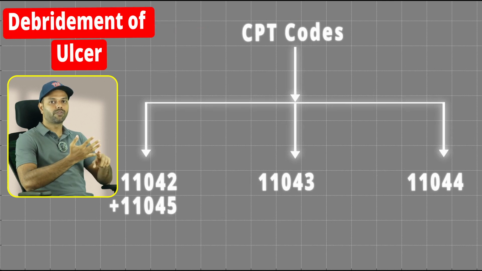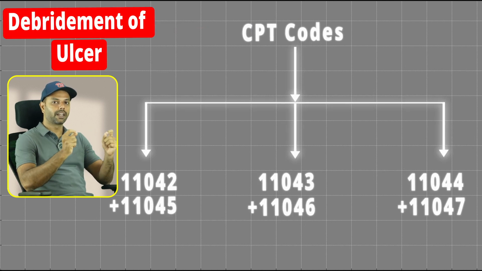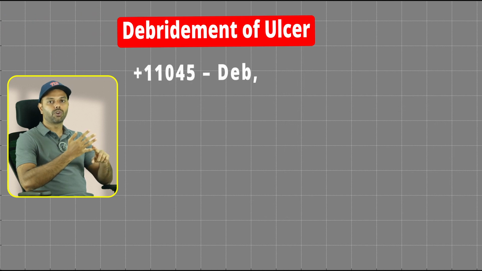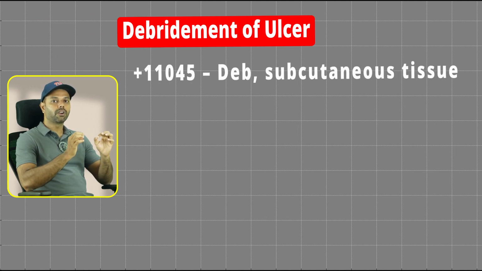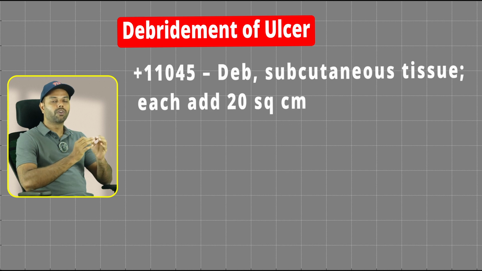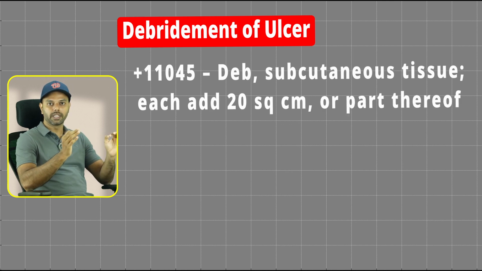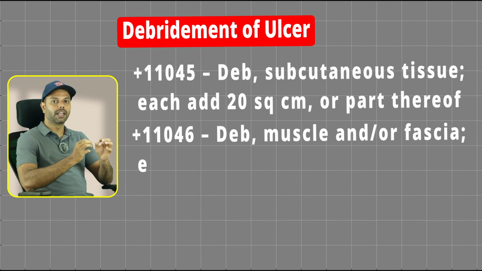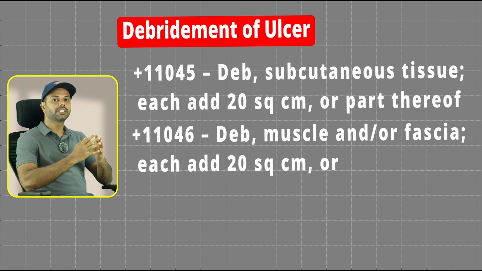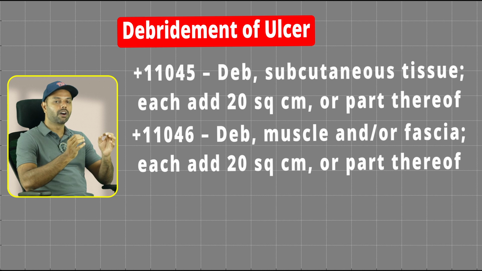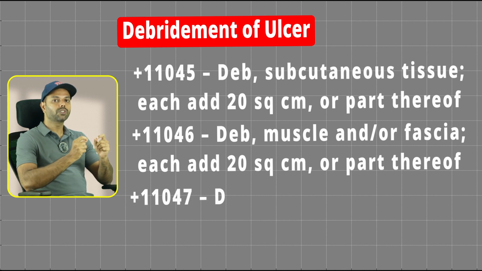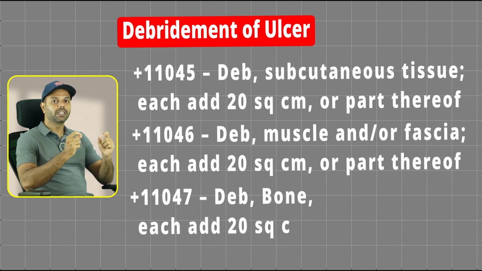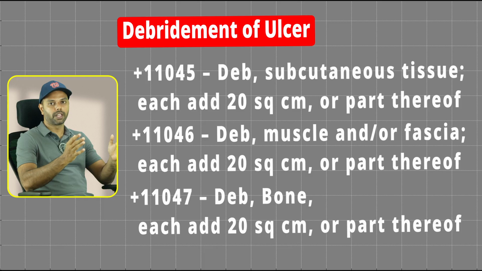Codes 11045, 46, 47 are add-on codes. Code 11045 is for debridement of subcutaneous tissue for each additional 20 square centimeter or part thereof. 11046 is for debridement of muscle and or fascia for each additional 20 square centimeter or part thereof. Code 11047 is for debridement of bone for each additional 20 square centimeter or part thereof.